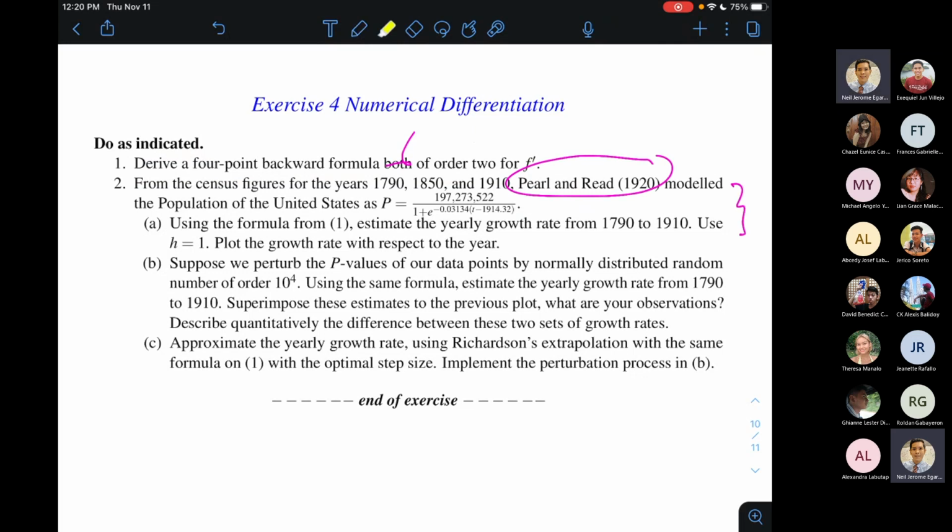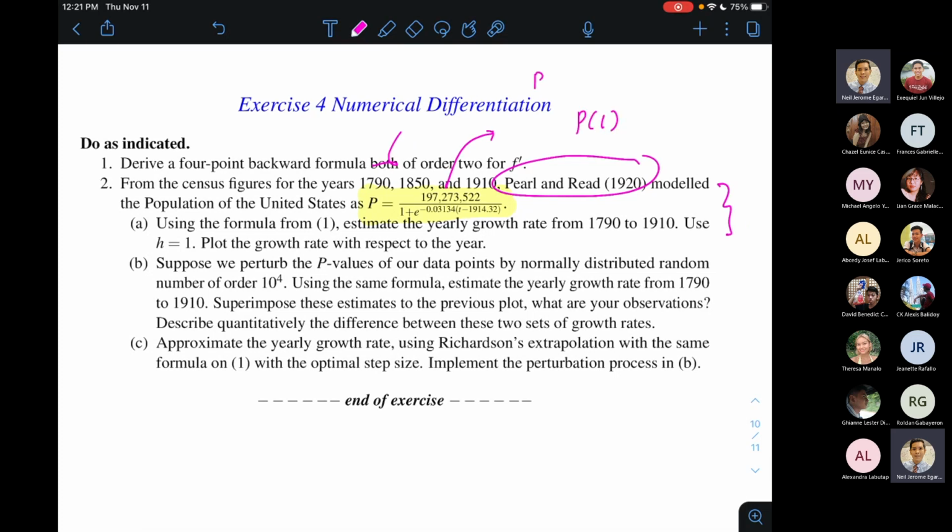Actually, ito na pala yung model niya. Inisip ko kasi kailangan niyo yung data. Pero ito pala yung model na nakuha ni Pearl and Reed para sa population ng US. And then ang gagawin natin ay gamitin yung formula na na-derive kay 1 to estimate the yearly growth rate. So kailangan i-evaluate si P prime at step size h equals 1 para makuha niyo yung yearly or annual growth rate. So kailangan nyo remember si 4-point backward, no? So kung gusto nyo i-approximate yung P prime of 1, kailangan nyo yung P of negative 1, P of negative 2, and P of negative 3. Alright? Para masatisfy yung pagiging backward ng formula.